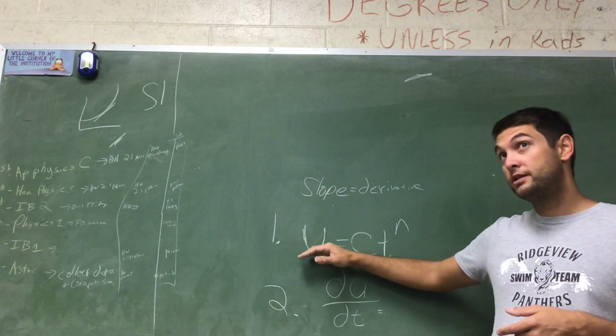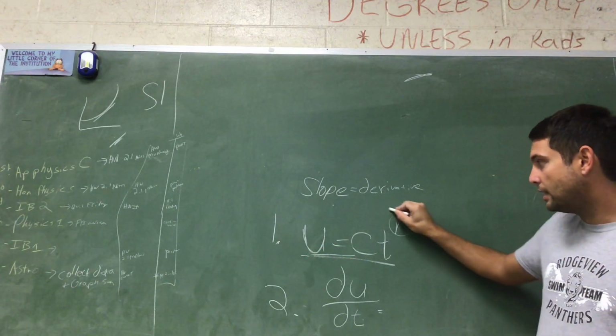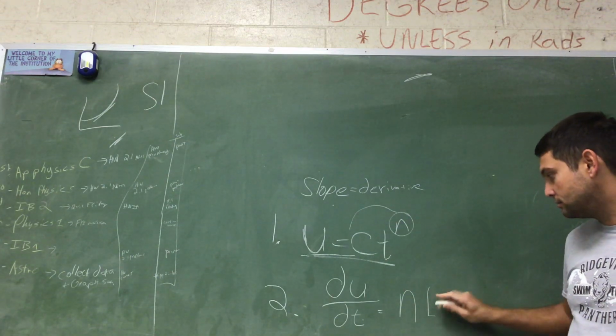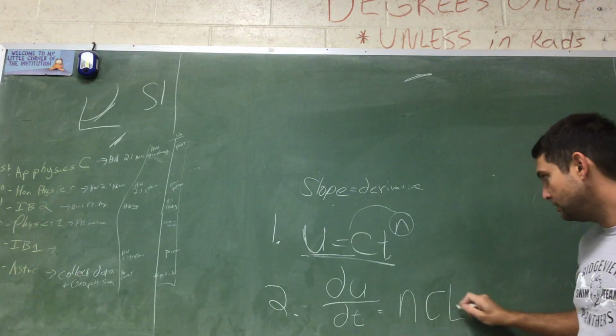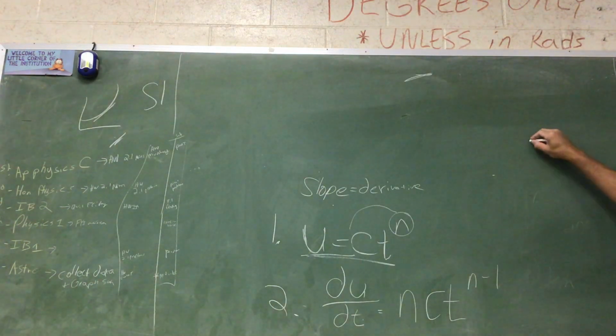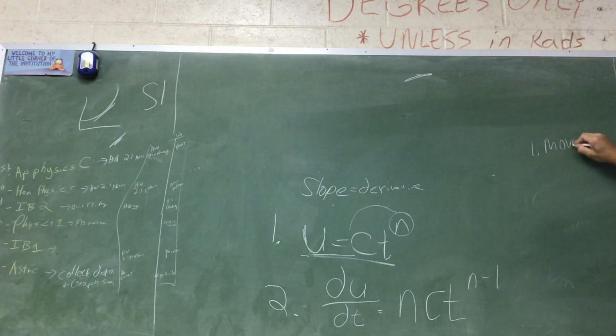So to take the derivative of u, I'm going to take n and move it out front, and then c, t, n minus 1. So step 1, to take a derivative, move your exponent out front.